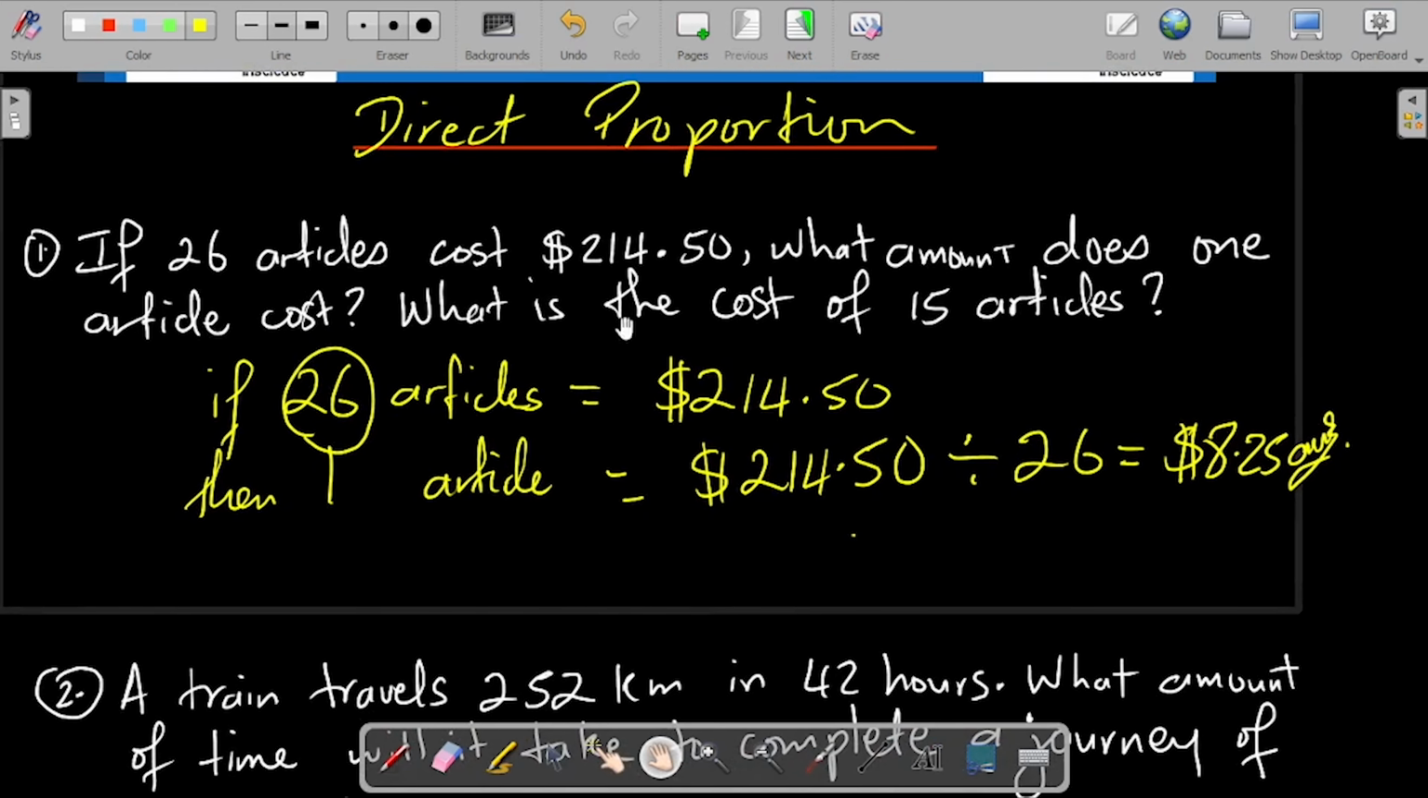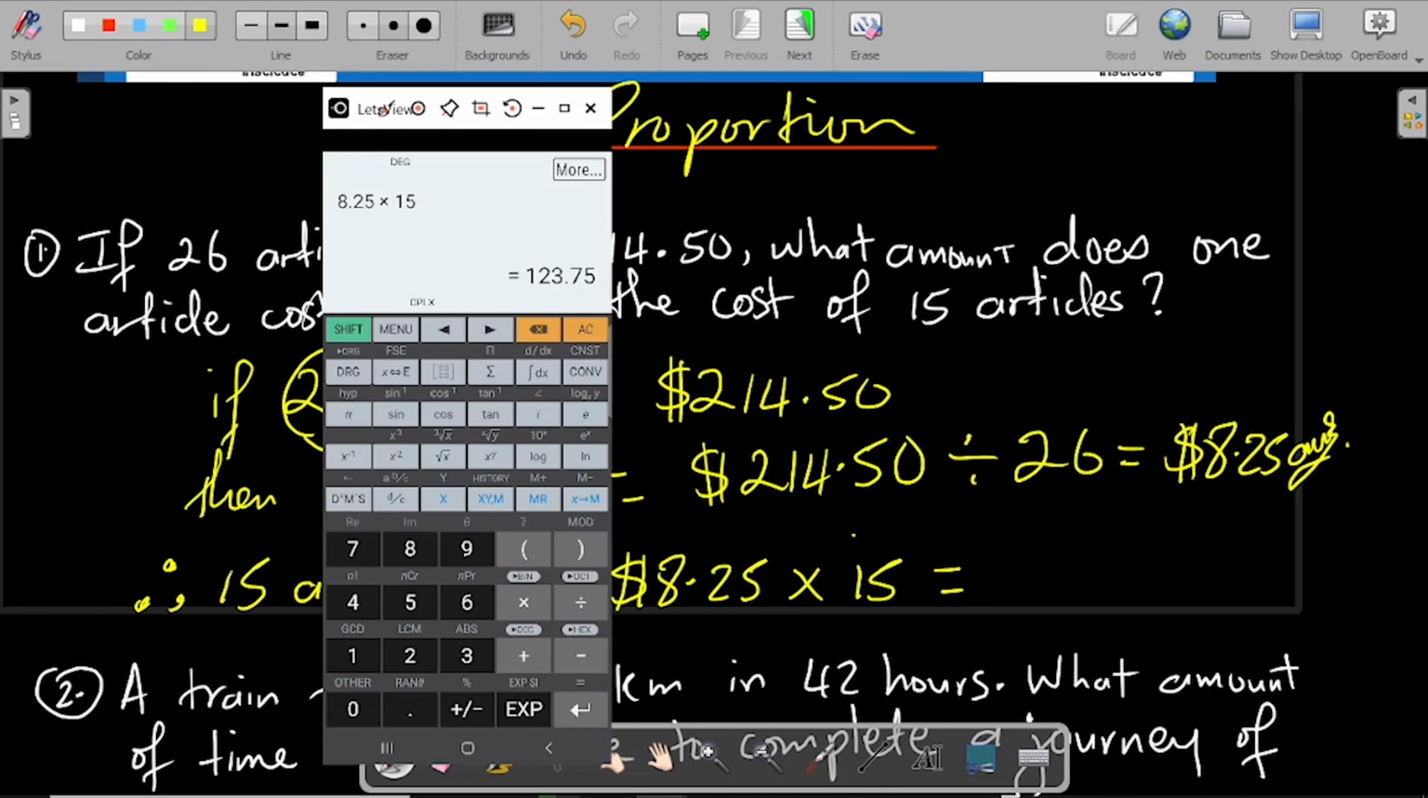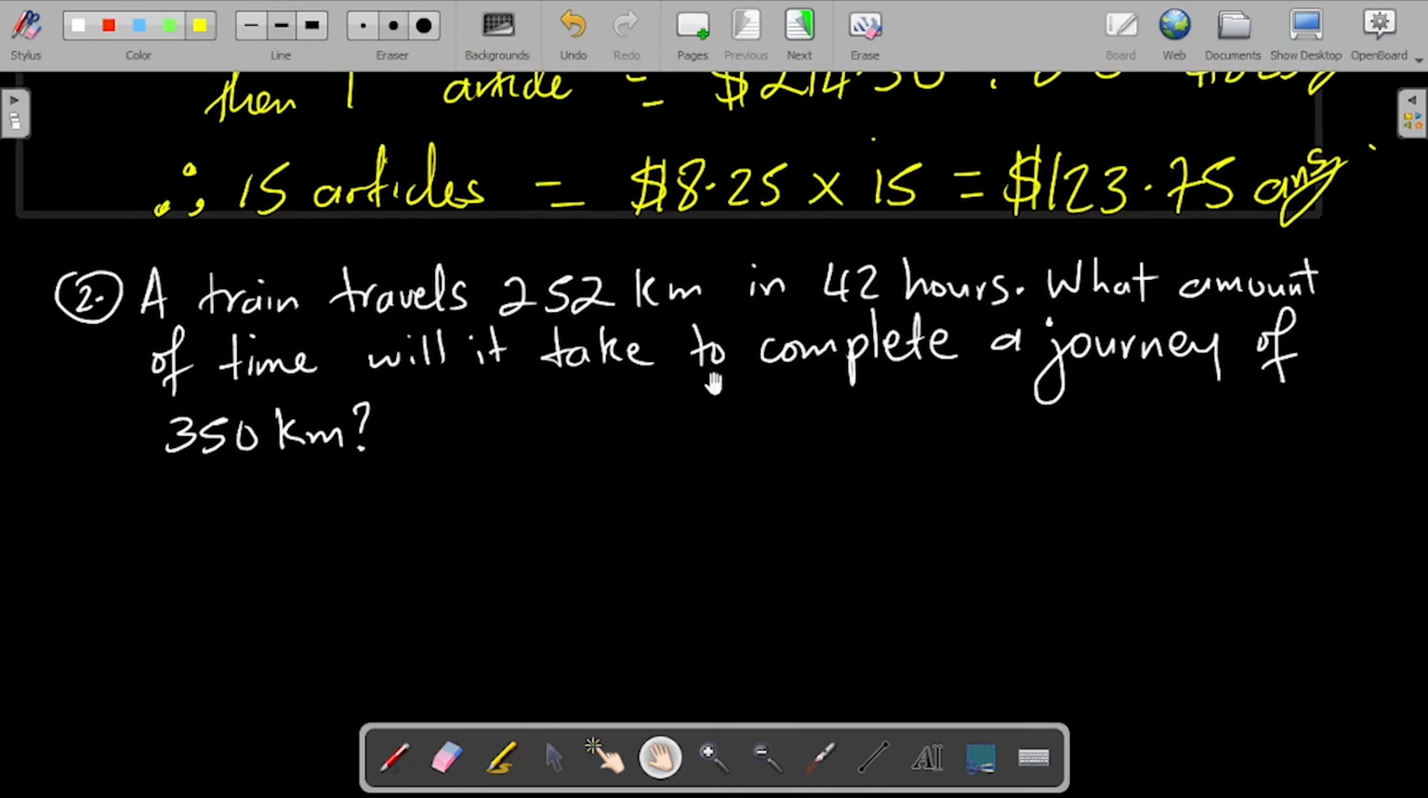The next question asks to calculate the cost of 15 articles. So we say therefore 15 articles would be equal to $8.25 times 15. That gives us $123.75.